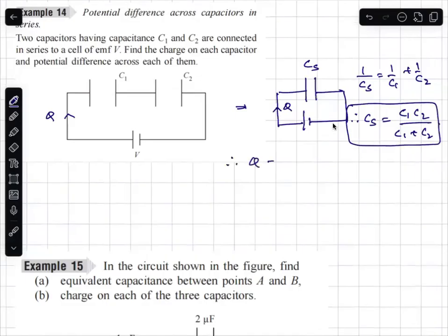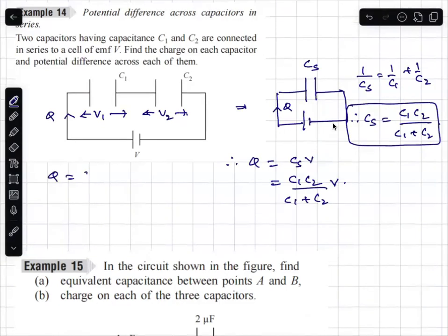Therefore the charge is C1 C2 by C1 plus C2 times V. Done. They are not asking that. What is it that they are asking? Now the potential difference.